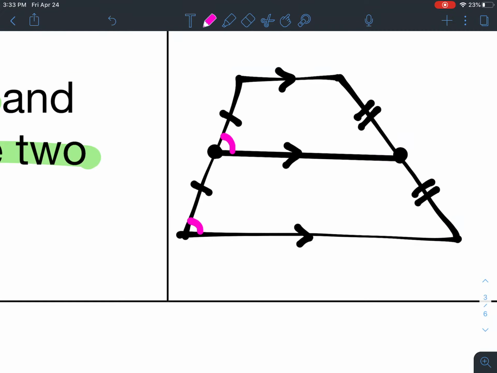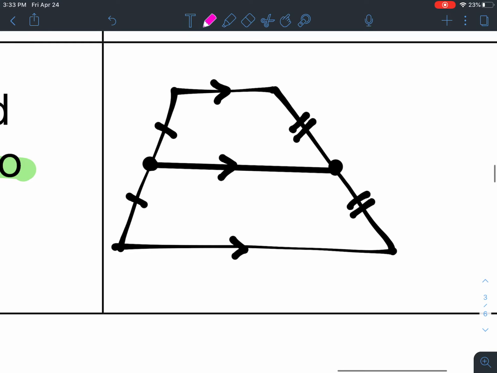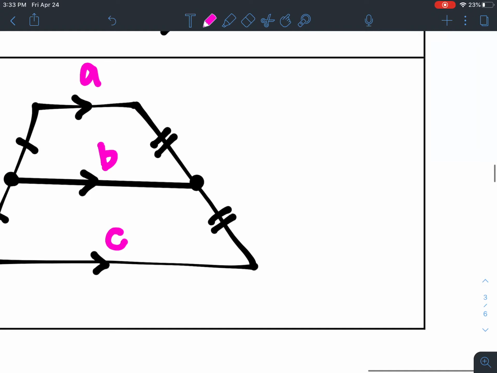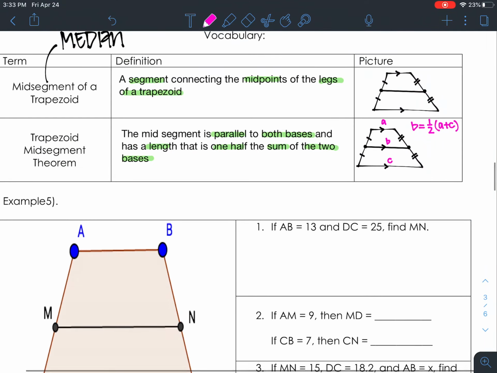The other thing we have here is that the length of that segment is equal to 1/2 the sum of the two bases. So let's call these A, B, and C, and A, B, and C are going to represent the lengths of those segments. What this is saying is that B, which represents the length of the mid-segment, is going to be equal to 1/2 the sum of the other two segments, which means A plus C. So segment B is equal to 1/2 of the sum of A plus C.